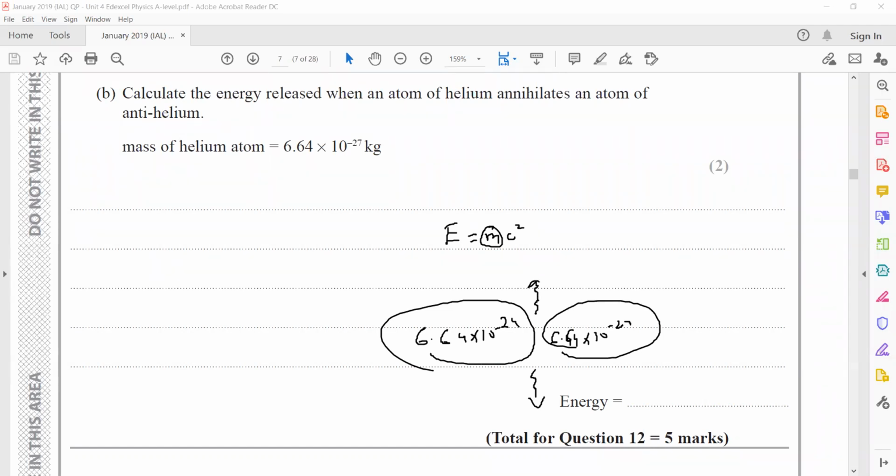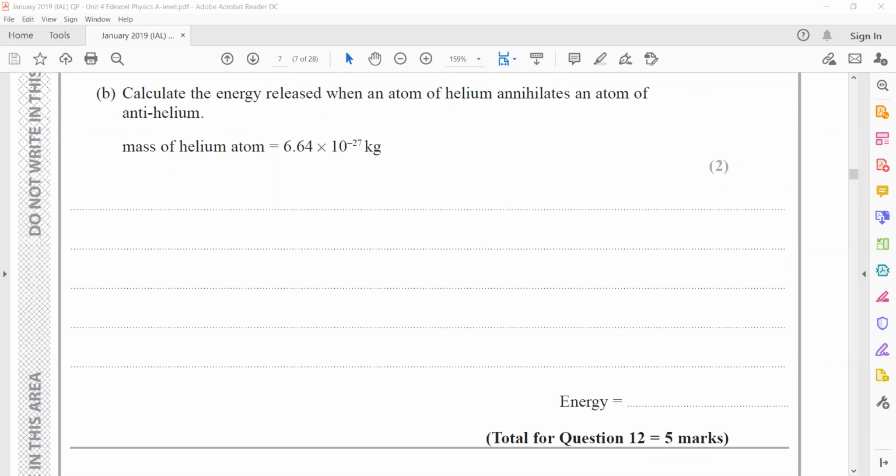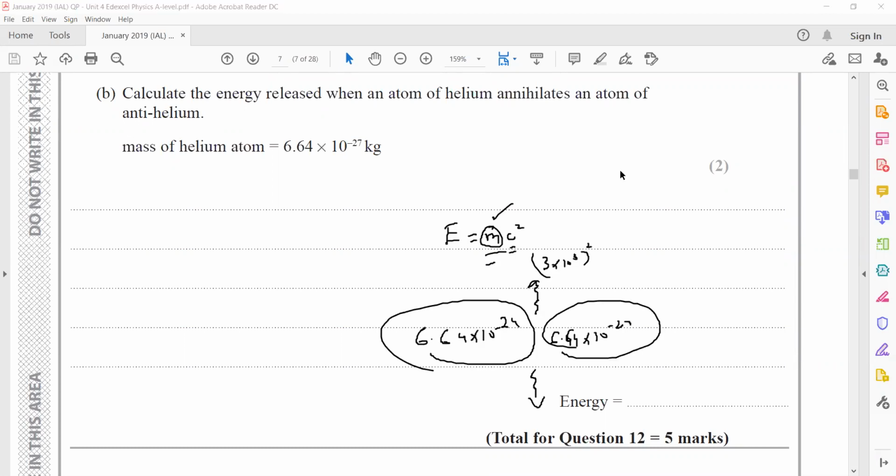But they did not ask to calculate the energy of each photon. They asked how much energy is released, the total energy. So we have the sum of the masses, the total combined mass, and the speed of light, which is 3 times 10 to the power 8. So 3 times 10 to the power 8 squared multiplied by the sum of the two masses will give the energy, and that will be in joules. Is it clear how we calculate the energy released when this annihilation occurs? If they ask to calculate the energy of each photon, because it is releasing 2 photons, the total energy which is released should be divided by 2.